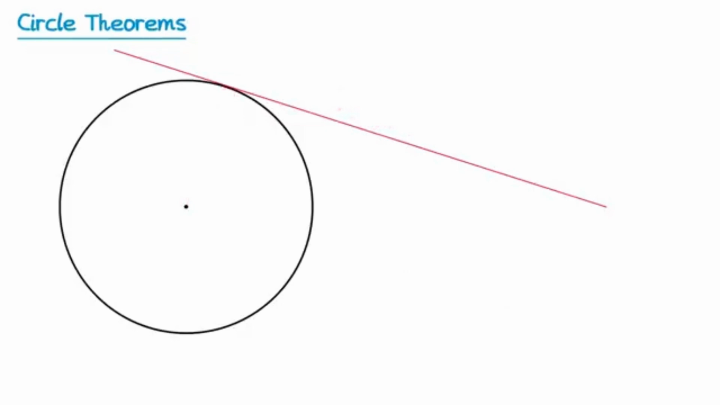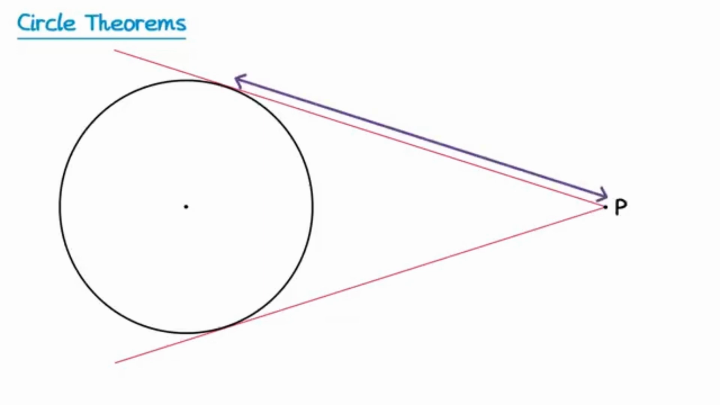Now if we stick with the same diagram, we can do some more theorems. If we create a point at the end of this tangent on the right hand side and call that P, and then if we draw a second tangent from P to the circle, it would look something like this. If you measured this distance here, from P to the point where the tangent touches the circle at the top, and the same distance at the bottom, these two lines would be the same length.